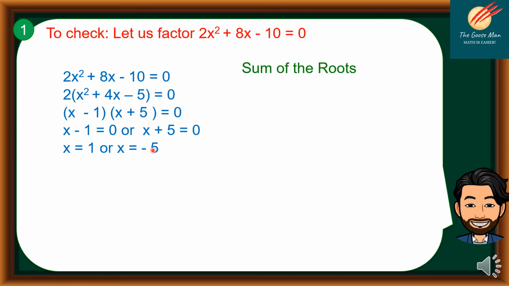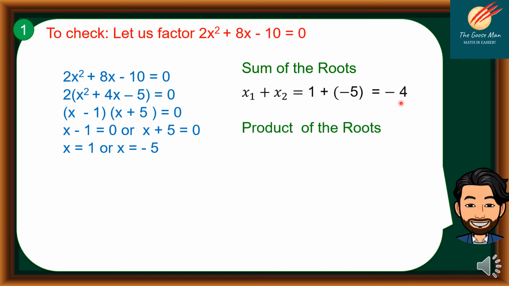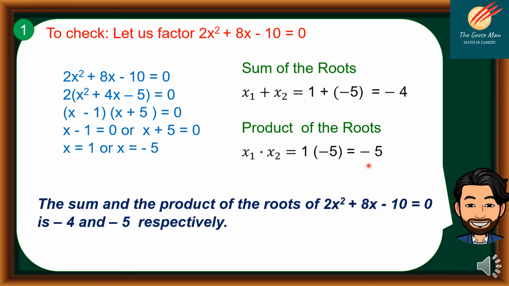If we look for the sum of the roots, we have x sub 1 plus x sub 2 is equal to 1 plus negative 5, which is negative 4. On the other hand, the product of the roots is x sub 1 times x sub 2 is equal to 1 times negative 5, which is negative 5. So therefore, the sum and the product of the roots of 2x squared plus 8x minus 10 equals 0 are negative 4 and negative 5 respectively.